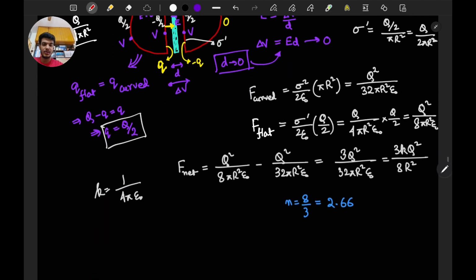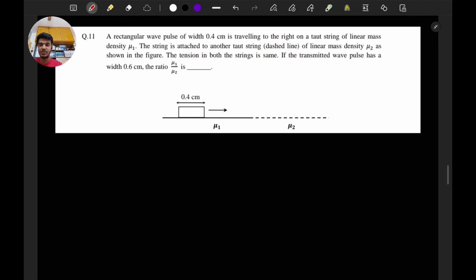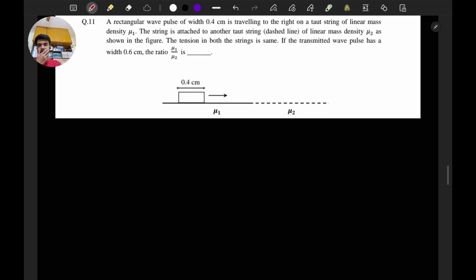Okay, now let us move to the next question, which is question 11. A rectangular wave pulse of width 0.4 centimeter is traveling to the right on a taut string of linear mass density mu1, and goes to another taut string, the dashed line, of linear mass density mu2. The tension in both the strings is the same. So this is T, this is T. So we can easily relate the velocity v1 here and v2 here by v1 by v2 equal to root of mu2 by mu1. We can easily relate this because v is nothing but root of T by mu.